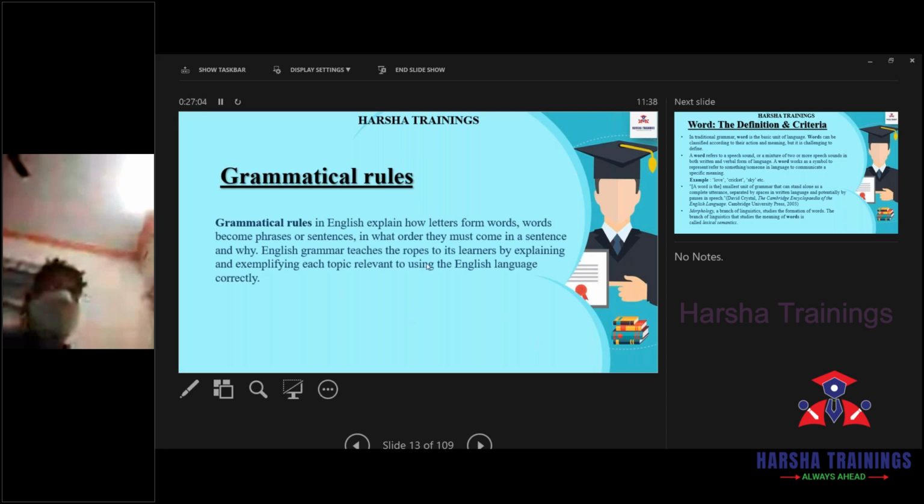It teaches the ropes. What do you mean by ropes? You know what a rope is? It's a thread, right? So it teaches the ropes to its learner, or it helps as a support for English learners by explaining and exemplifying. Exemplifying is describing in detail, right? Each topic which is relevant for us to use the language correctly.